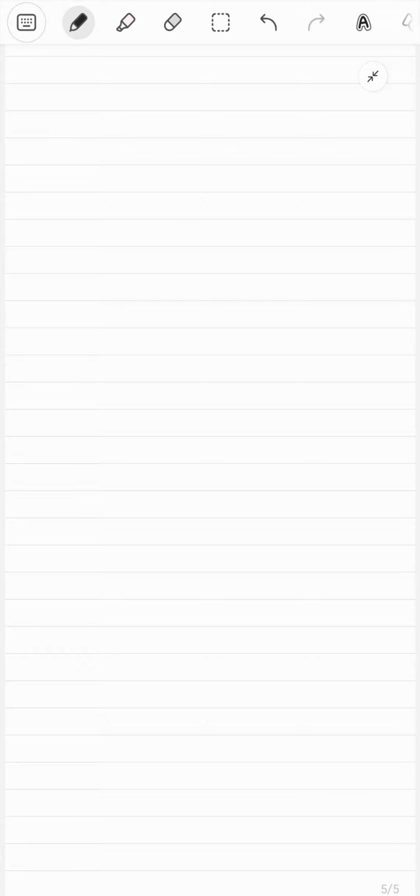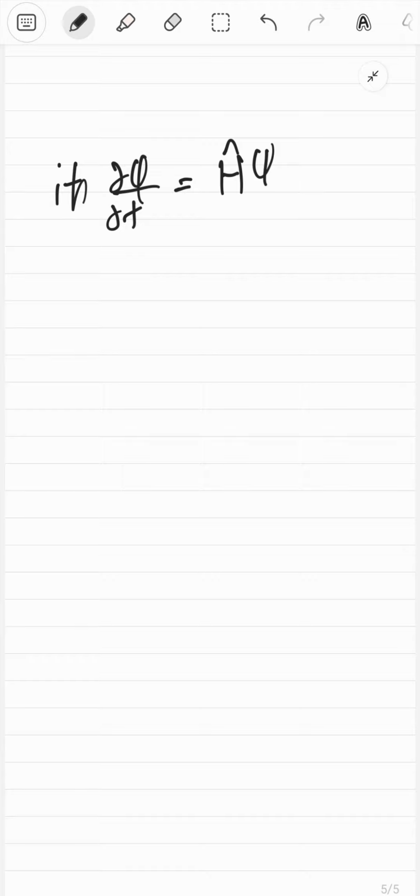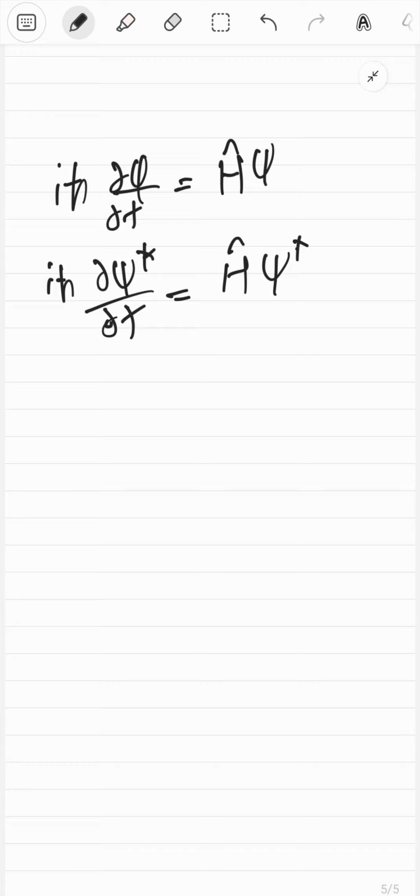You know that in the Schrodinger equation there was this d by dt term. You just had i h bar partial psi upon partial t is equal to H hat psi. So now what we can do is take the conjugate of this whole thing. So we'll have minus i h bar partial psi star upon partial t is equal to psi star H hat star. That's what I should be saying. So this is how it's going to be.